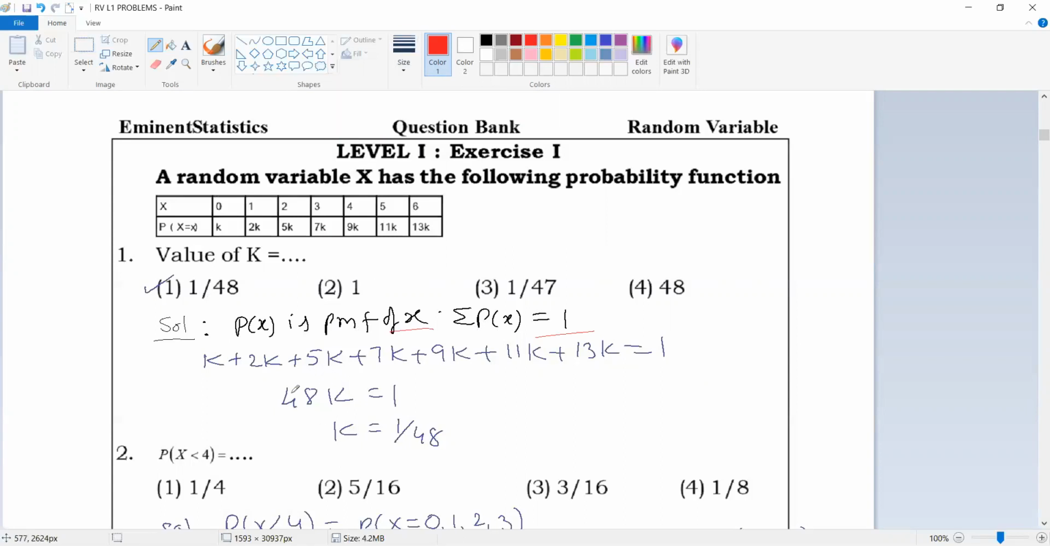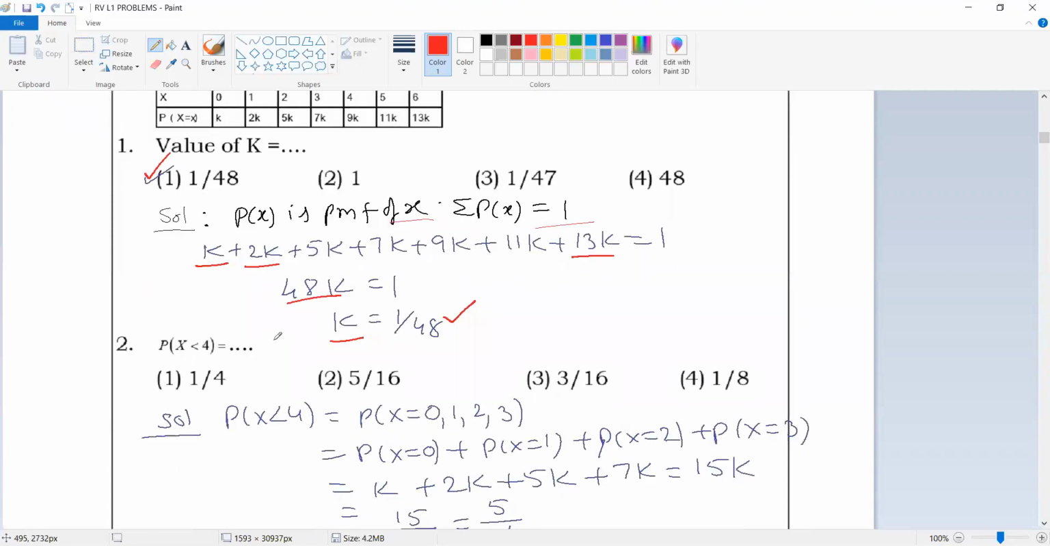Now in this case, the sum of probabilities: x equal to 0 has probability value k, x equal to 1 has probability value 2k, and so on, x equal to 6 has probability value 13k. Add up all these values, we get 48k. Simple, k is equal to 1 by 48. So intermediate level problem, but it's very, very important for the regional-wide and also nationwide.